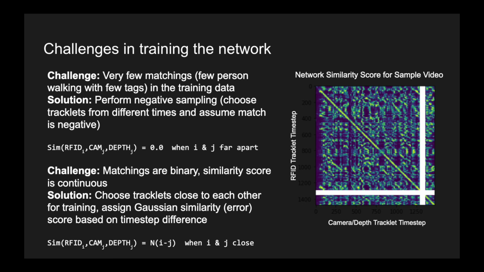Light values indicate higher similarity scores, and vice versa. Note that while noise persists, we see a linear yellow line in the matrix, indicating a high similarity score for camera, depth, and RFID tracklets where the time steps match, lending credibility to the approach.